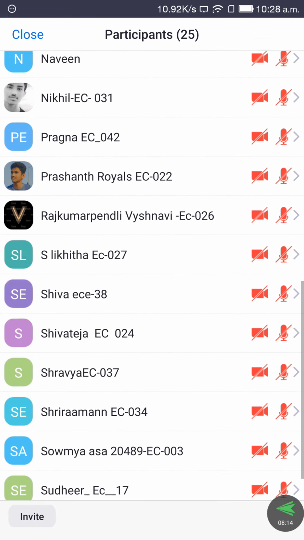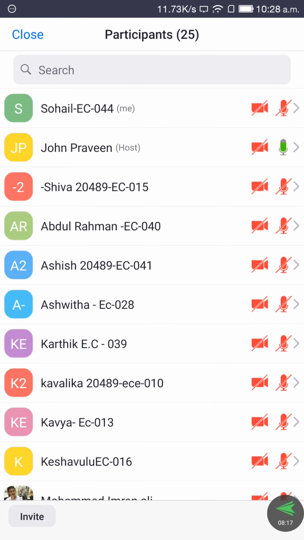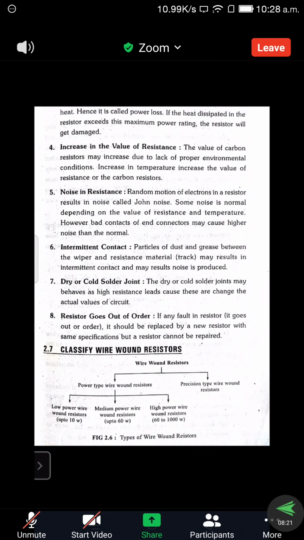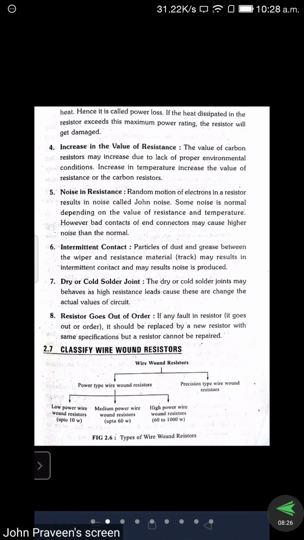If you apply a voltage of 200 volts, how can we calculate the power? P is equal to V into I, we can write as a formula. V is 200 and I is 5 amps. 200 into 5, so 1000 watts can be available, right? That is a major advantage of the power type resistors. These are used to drive motors, machines, and to control currents in industrial applications. That type is used as power type wire wound resistors.